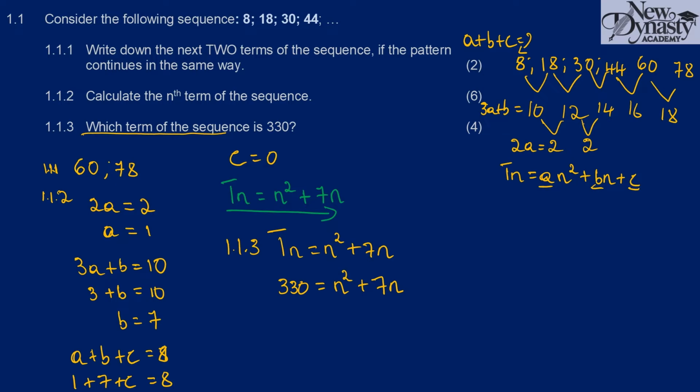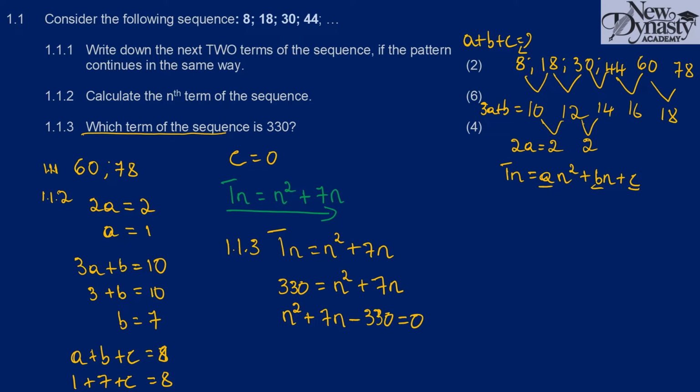Writing it in standard form means you take all the terms to one side and leave only 0 on the other side. So you're going to write it here as n squared plus 7n minus 330 equals 0. Don't worry, I've moved everything to one side and left 0 on the other side.